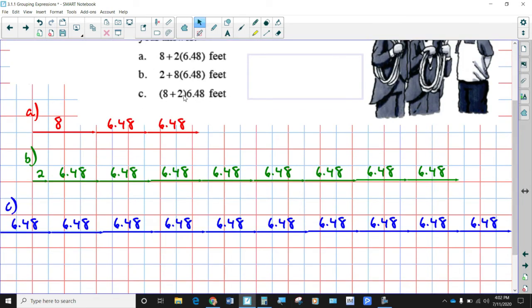And then 8 plus 2 times 6.48, normally the addition would have the lowest priority, right? Here, the multiplication had the higher priority than the addition. So we did 8 of those plus the 2, and it didn't really matter the order, just like on the previous page. Here, the parentheses is telling us we're giving the highest priority to the addition. So we have to do the 8 plus 2 first to make 10 steps of 6.48 feet. So 1, 2, 3, 4, 5, 6, 7, 8, 9, 10. You can clearly see that C gives us the routine that requires the longest rope, or the most rope.